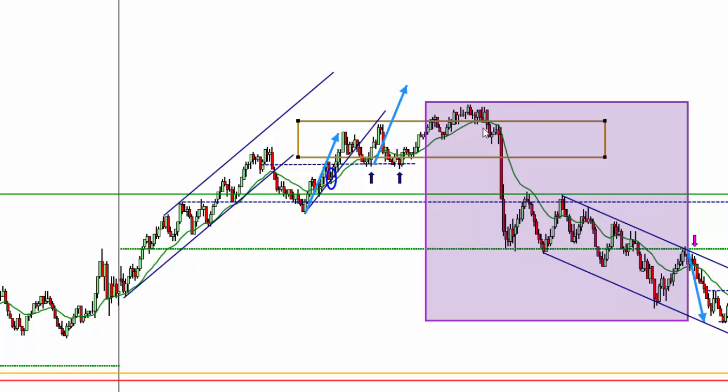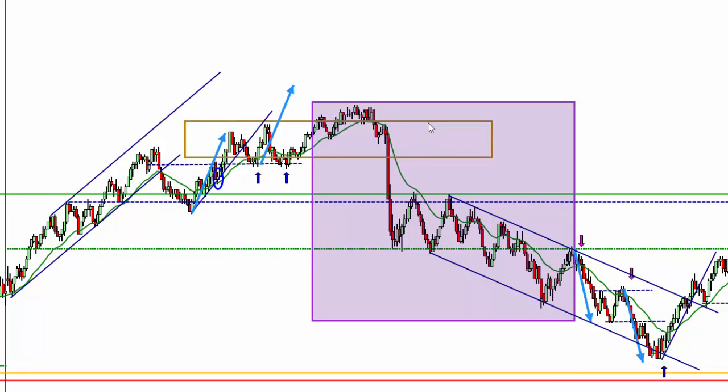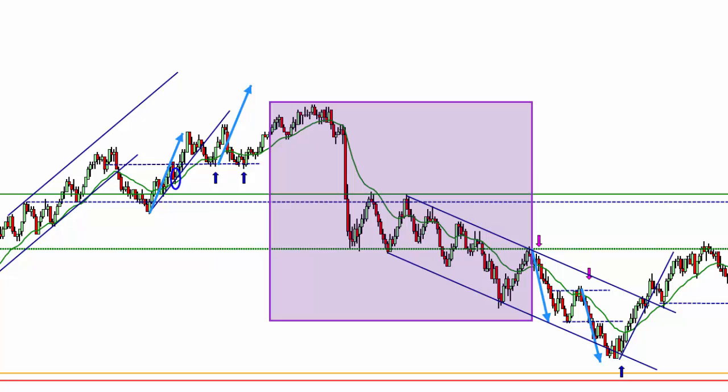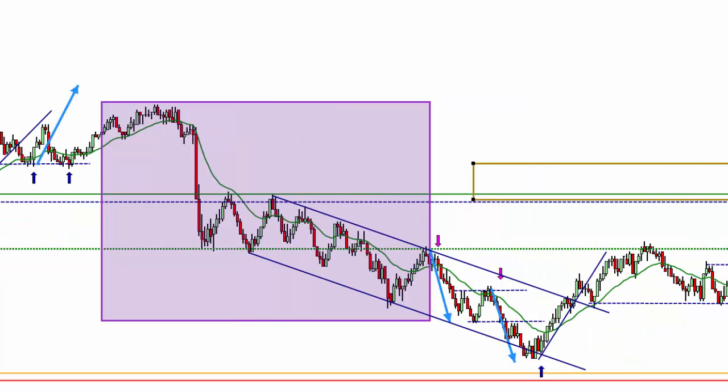On a regular day, you might take a short here, but you see what happens. It just falls out of bed when the 10:30 report comes out. And was there any reason for this decline? Was that justified by what the numbers said? I don't know. You have to take a look at the numbers, I guess. I'm not a news trader. I don't trade based on the news.